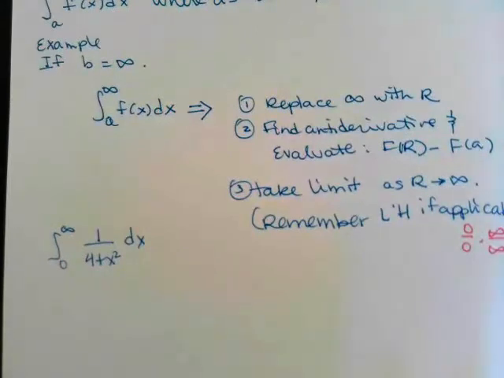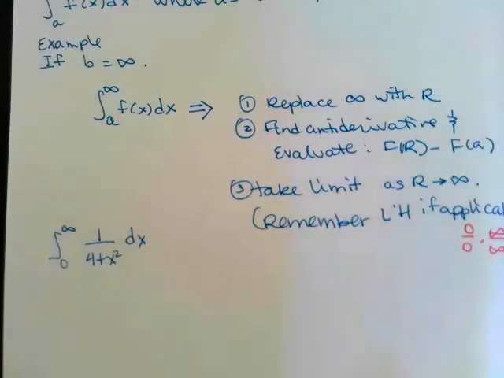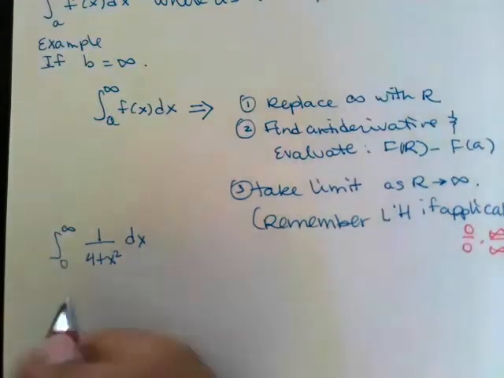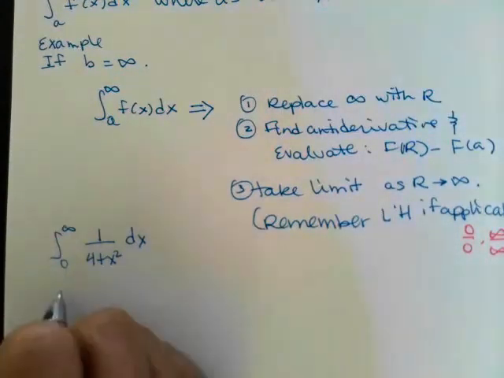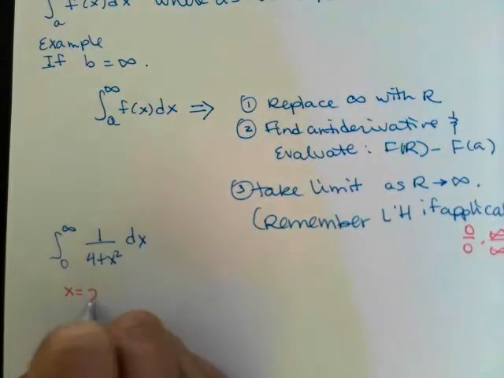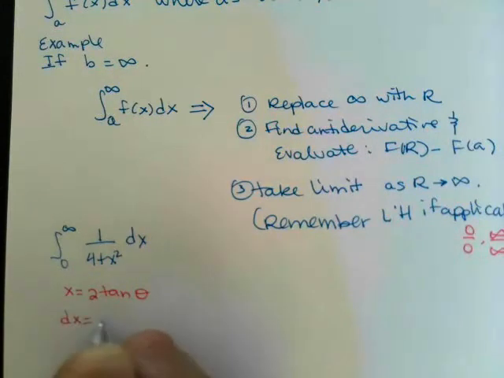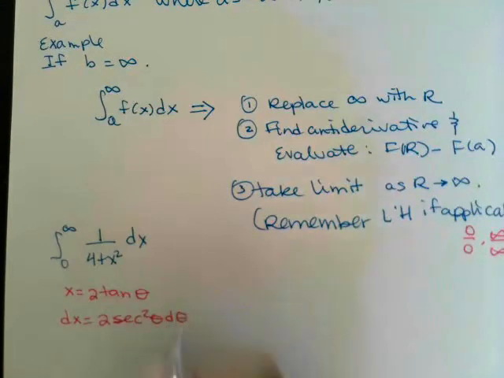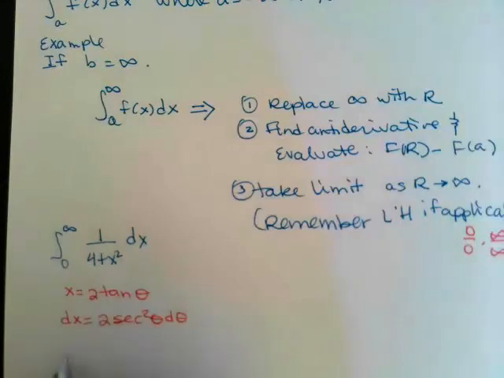0 to infinity of 1 over 4 plus x squared dx. So you have to remember all of your integration techniques. So this looks like a trig sub. So we'd let x equal 2 tan theta, so that dx is 2 secant squared theta d theta. I'm going to go ahead and do my antiderivative without my limits, and then I'll bring them back in a second.